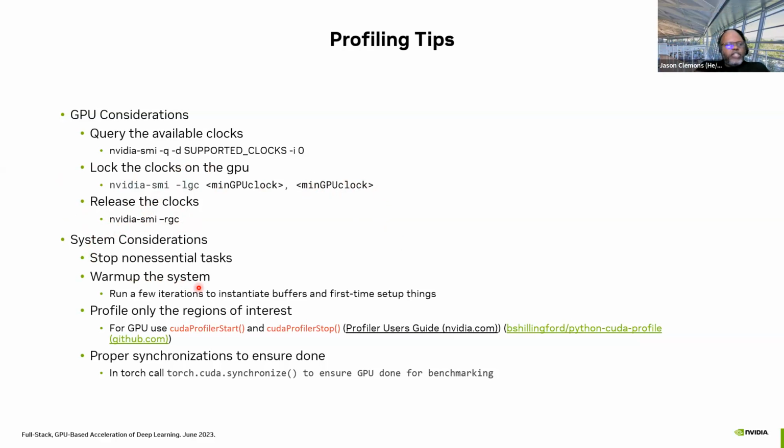Some other system considerations to think about: always stop your non-essential tasks. There's this idea that you want to do some warm-ups. So you may want to run a few iterations of inference or of training before you start doing the profiling. And you may want to profile only the regions of interest. So using CUDA profile start and stop, the NVIDIA Nsight Systems and Nsight Compute NCU, you can set them up to only activate when those are called. Trust me, when you've got something that takes 10x or more execution time, that is very valuable. And then make sure you do your proper synchronization when you're done.